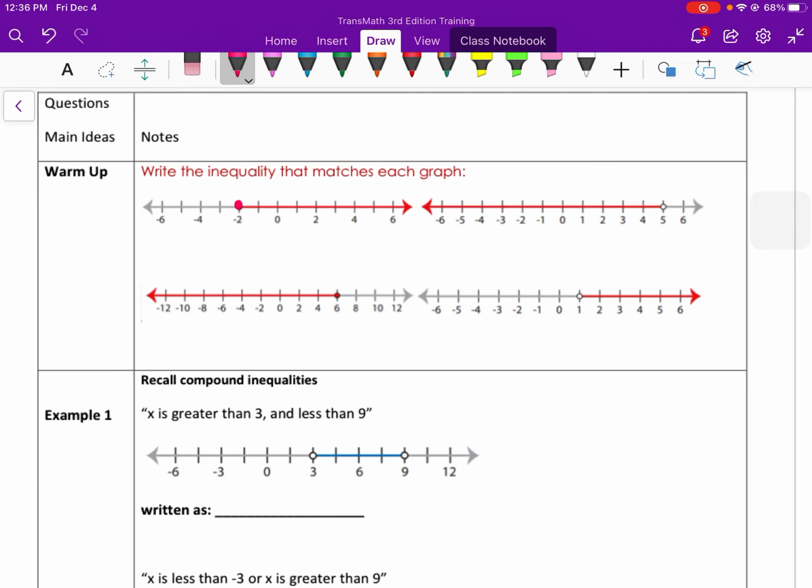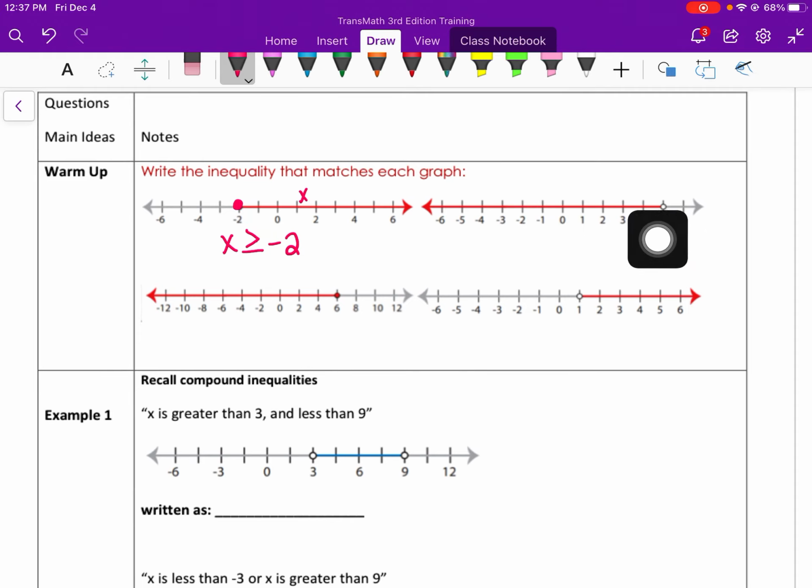The first one here, we have a closed circle at -2, and the red arrow is going to the right. Now the values to the right are greater than or equal to. So that means that this inequality here is all the x values, that's where our line represents, are all the x's that are greater than or equal to -2. We have the equal to because of the closed circle.